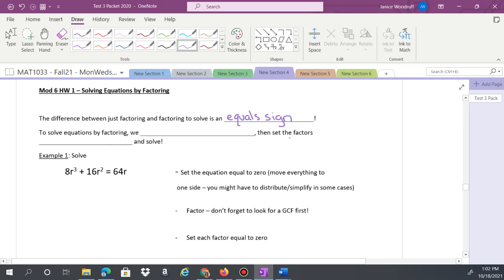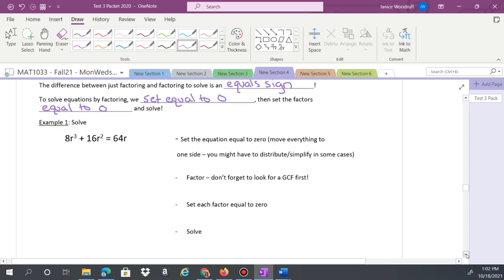Okay, so to solve the equations by factoring, what we want to do is we want to set the equation equal to 0. Then set the factors equal to 0. And then we solve. Okay, so for our first example, we have our steps on the right side.